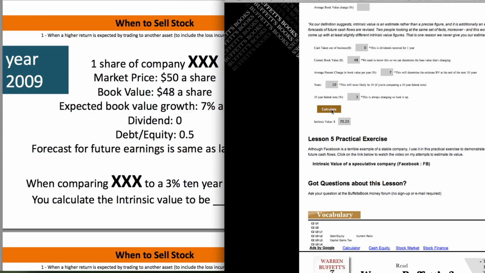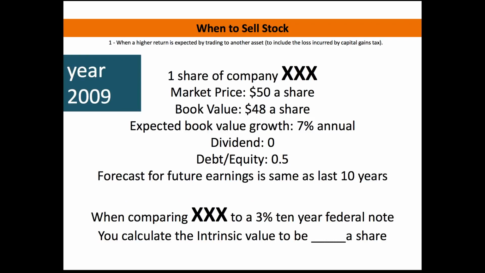So we're just going to round this off to, let's just say the intrinsic value of this company is $70 a share. Now, if any of what I've just described doesn't make any sense to you, you're probably going to want to go back to Course 2, Unit 3, Lesson 5 in order to really understand how that intrinsic value calculator works. So after running all those numbers through our intrinsic value calculator, we know that company XXX, which is trading on the market for $50 a share, we believe its value to be worth $70 a share when we compare it to a 3% 10-year federal note.